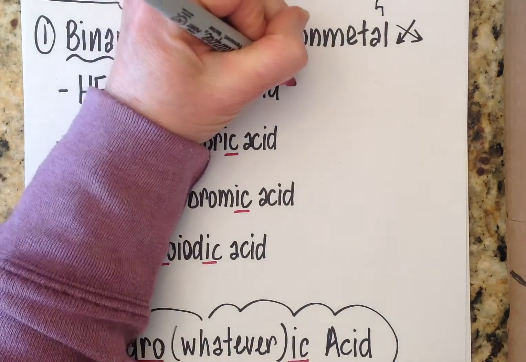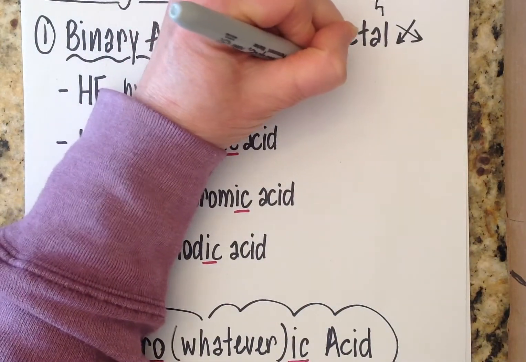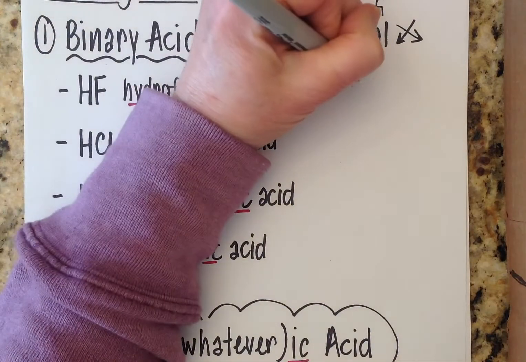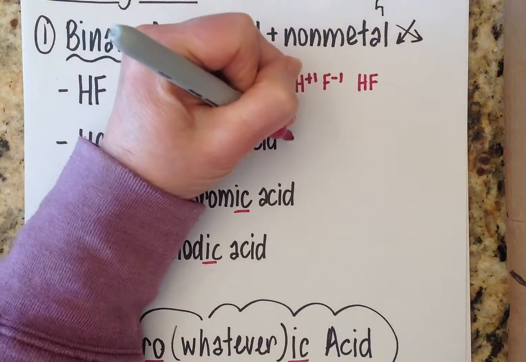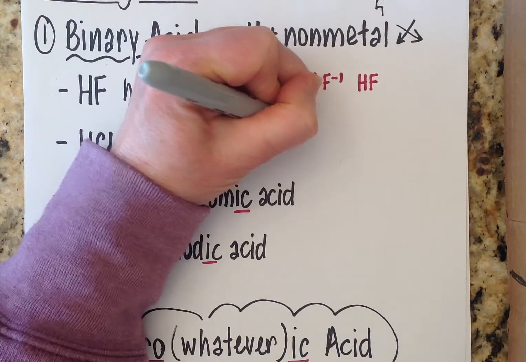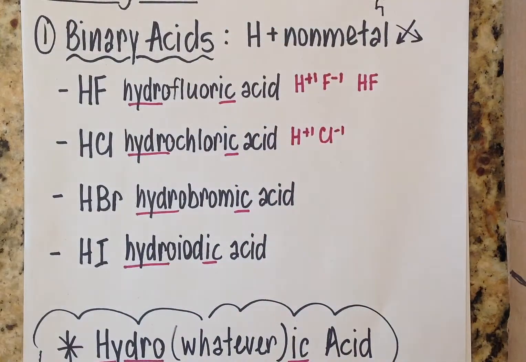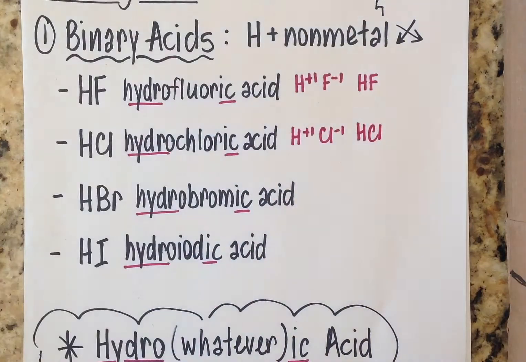This came from H positive 1 and F minus 1. We know that opposite charges cancel. That's how we got HF. This came from H with a plus 1 and Cl with a minus 1. The ones cancel. That's why we have HCl.